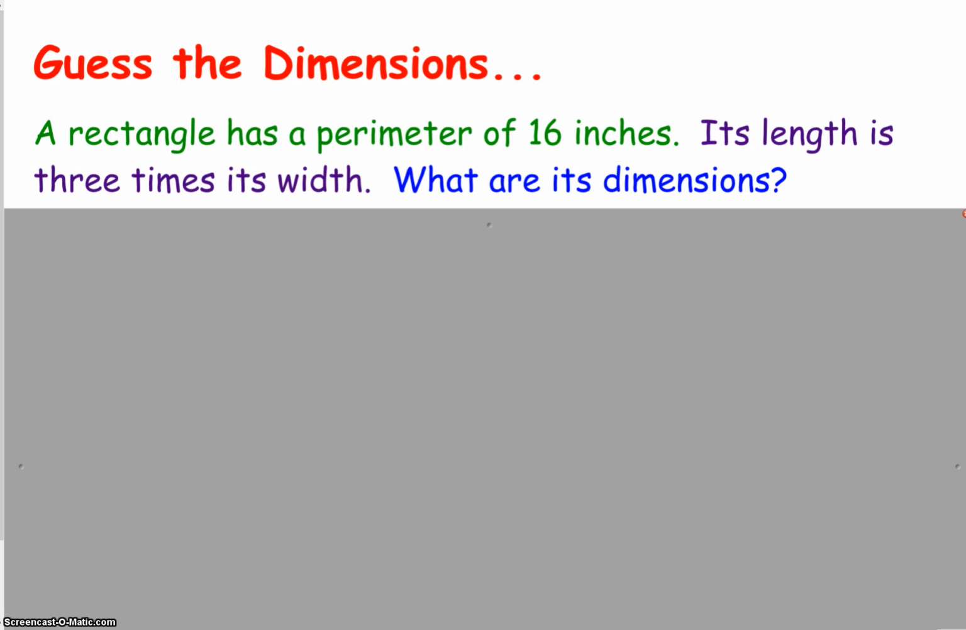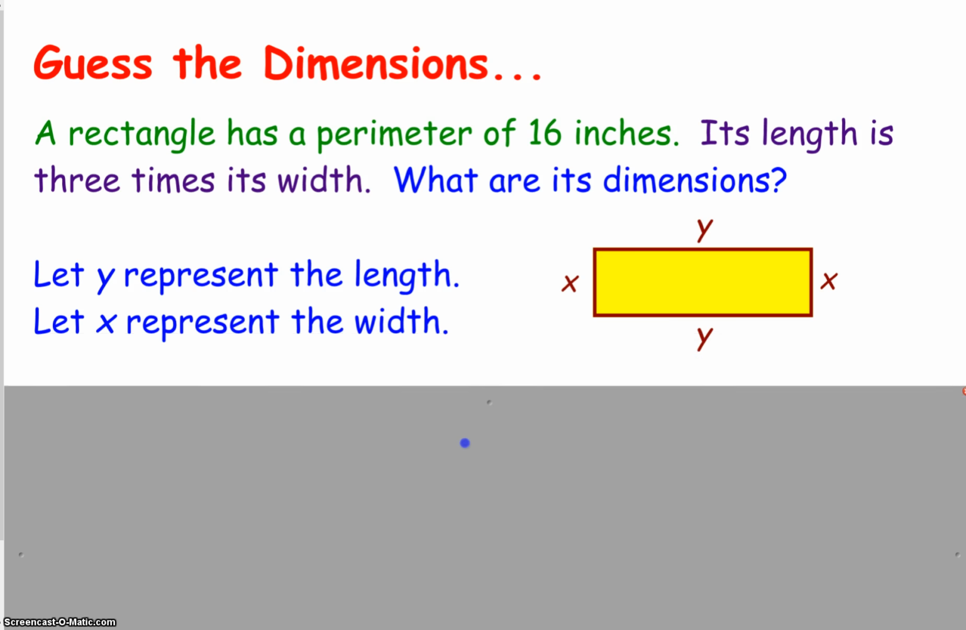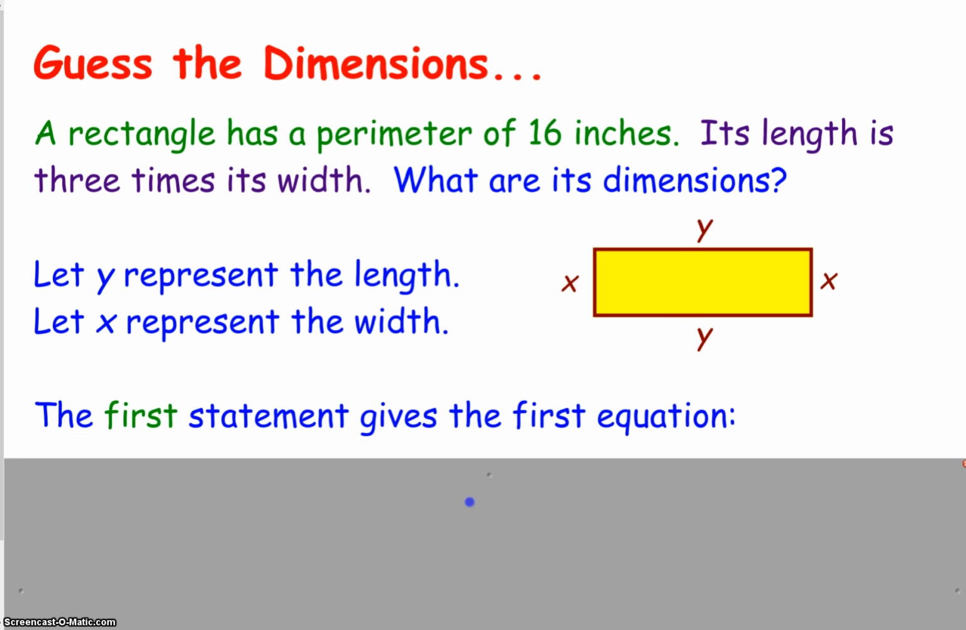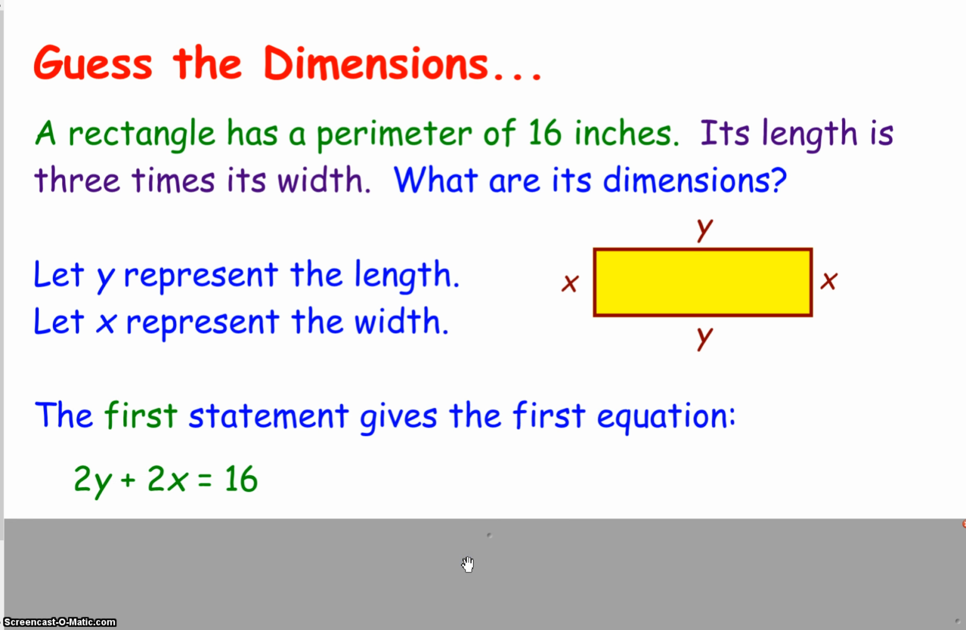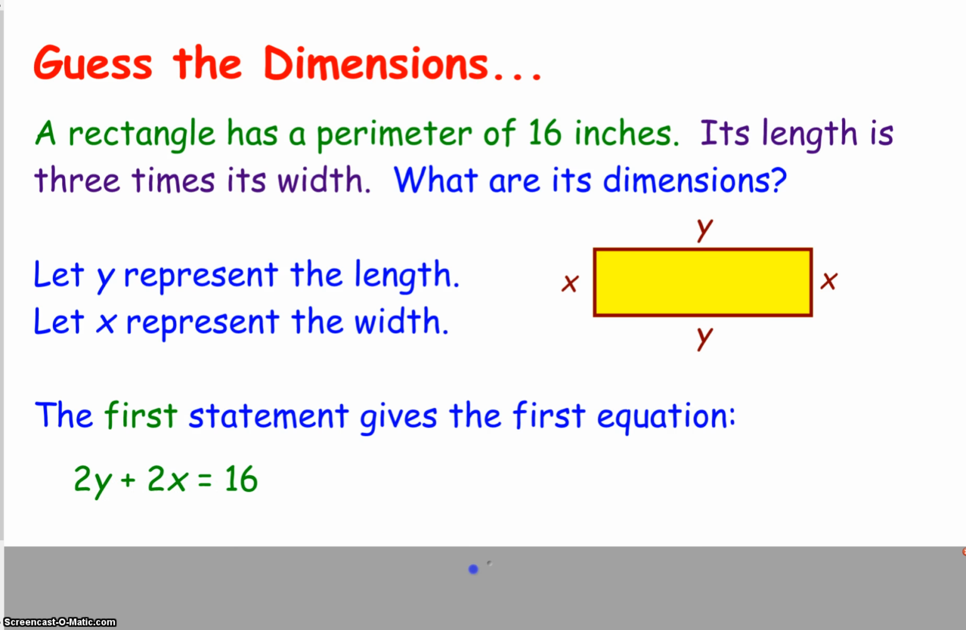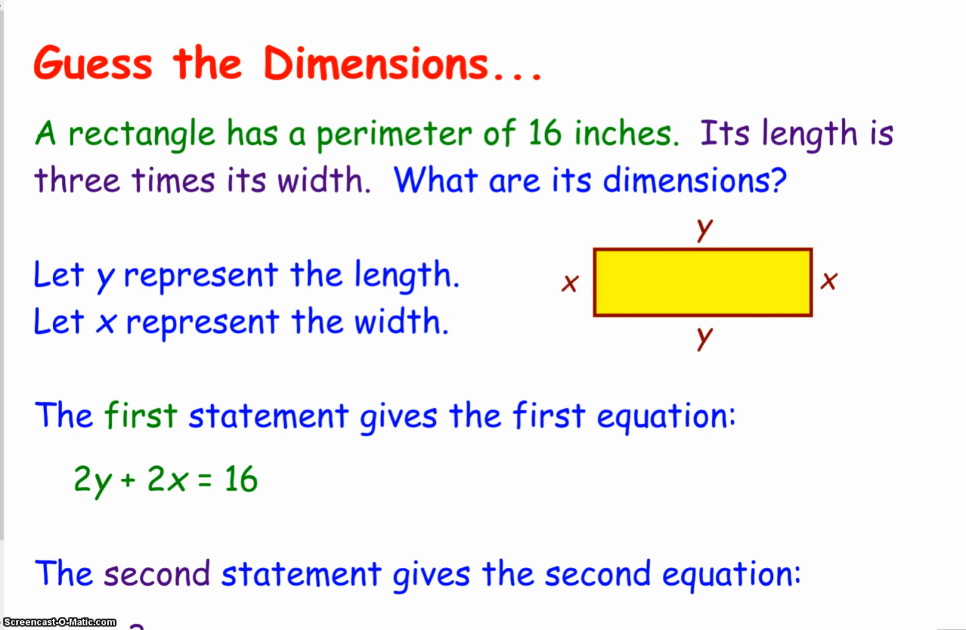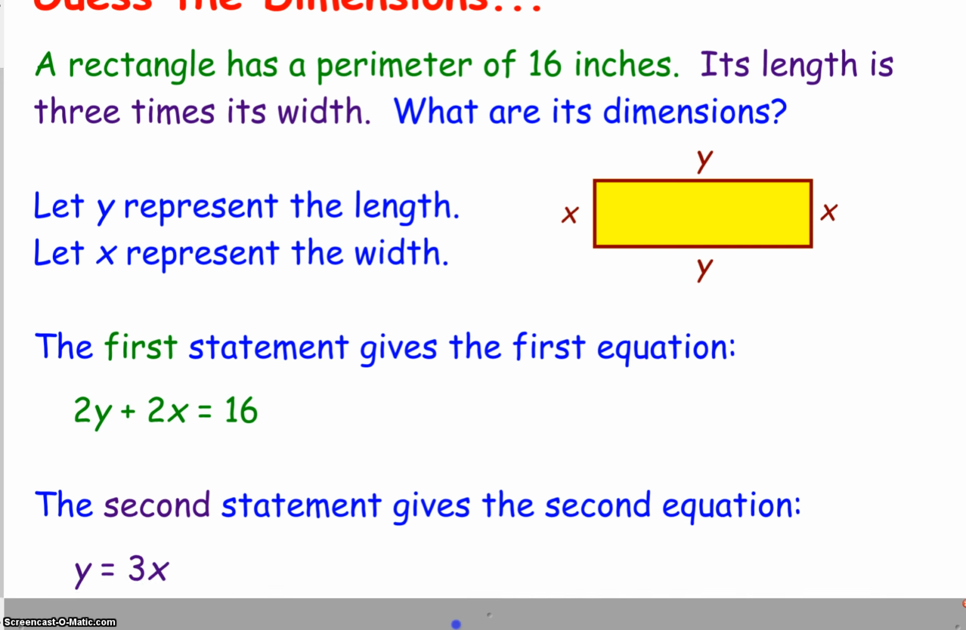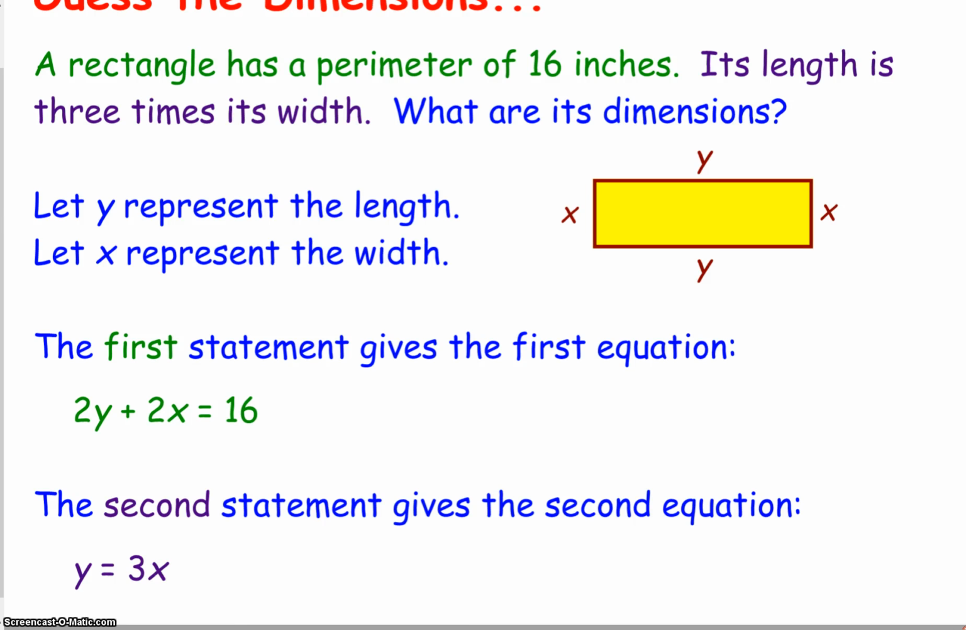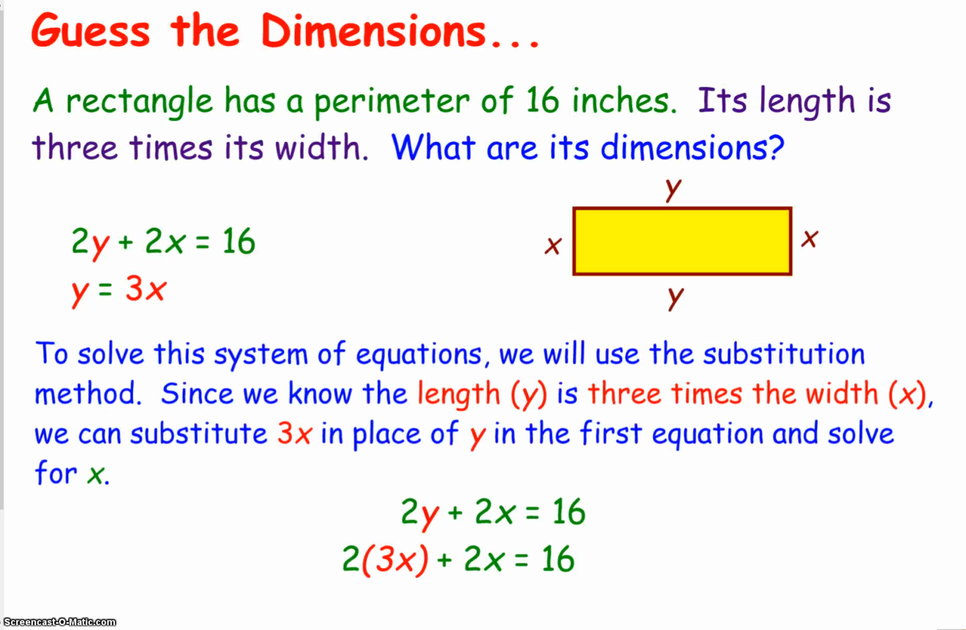So, guess the dimensions. A rectangle has a perimeter of 16 inches. Its length is 3 times its width. So what are the dimensions? Well, let y represent the length and let x represent the width. The first statement gives us the first equation: 2 lengths, or 2 y's, plus 2 x's equals 16. And then the second sentence gives us the second equation, and that is y, or length, equals 3x, or 3 times the width.